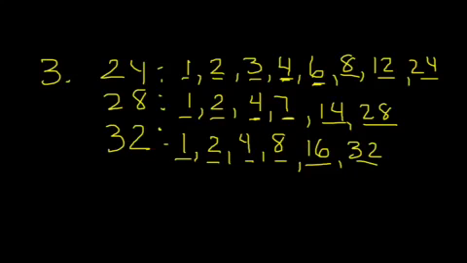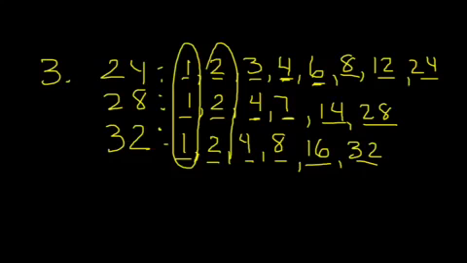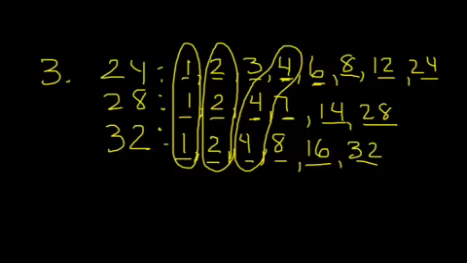Now I'm going to list the common factors. 1 is a factor. 2 is in both lists. 4 is in all 3 lists. Make sure they have to be in all 3 lists, not just 2 lists. Now 8 is in these 2, but it's not in that one, so I don't list it. And there's nothing else. So my factors are 1, 2, and 4.